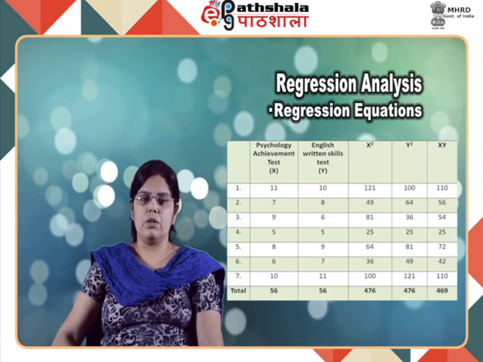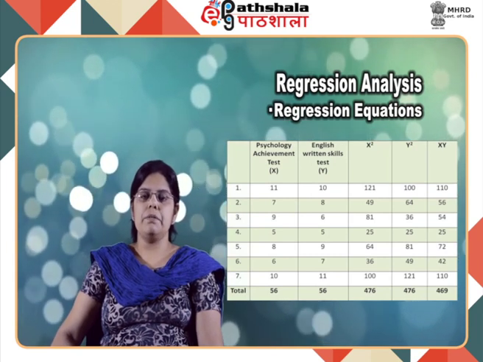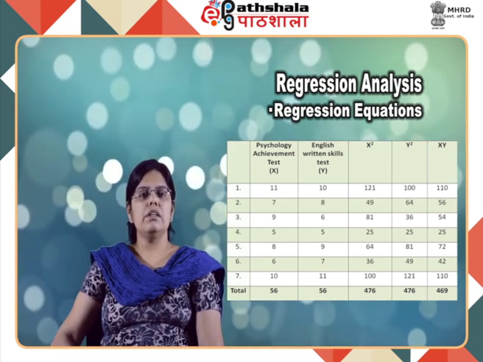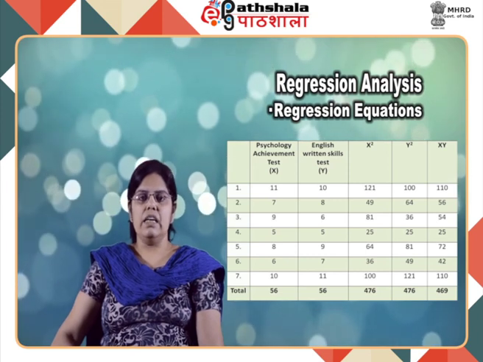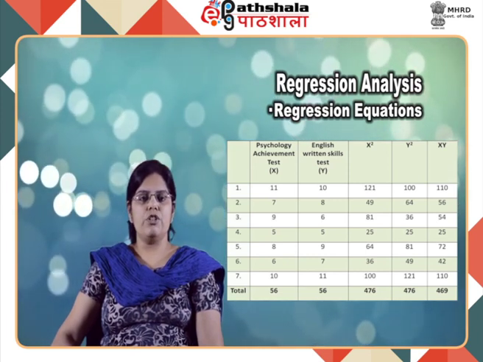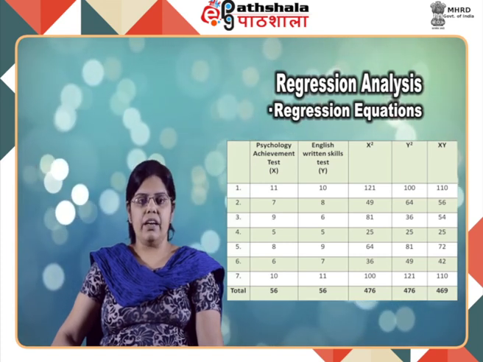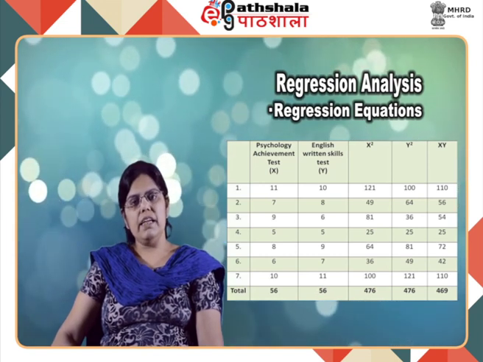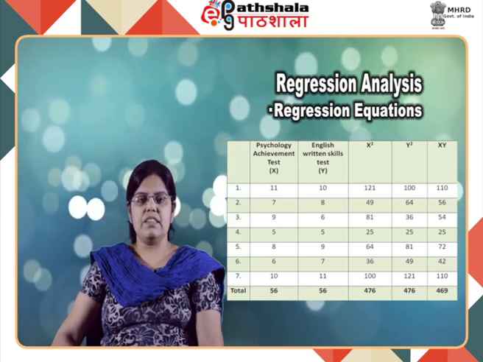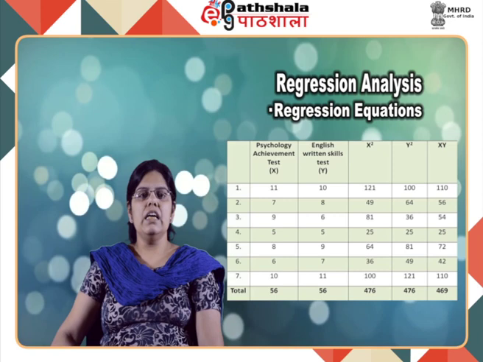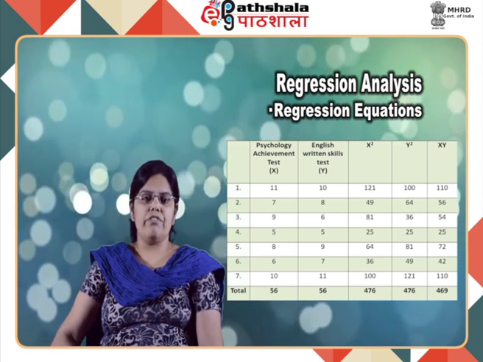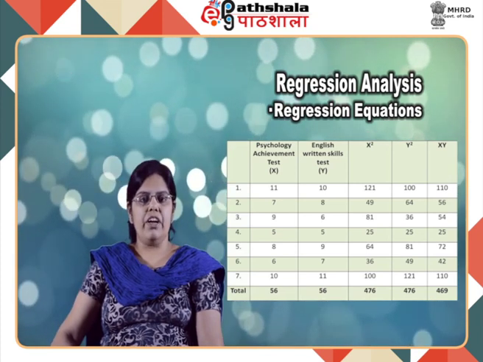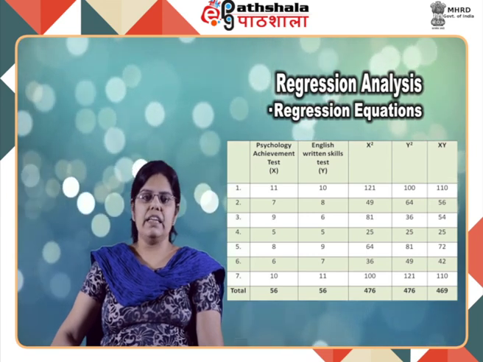Let's now see what are regression equations. The equation which describes the line of regression mathematically is known as the regression equation. The regression equation of y on x is represented as y = a + bx, where a and b are constants called regression coefficients. b is equal to the slope of the line and a is the intercept. Similarly, the regression equation of x on y is expressed as x = a + by, where b is equal to the slope of the line and a is the intercept.